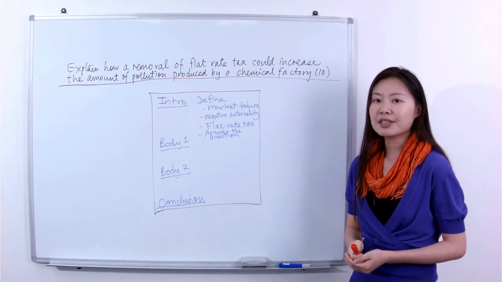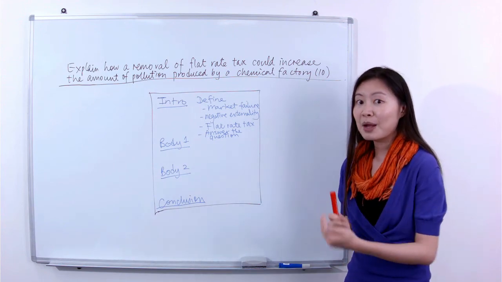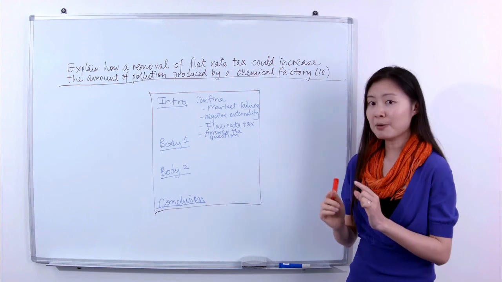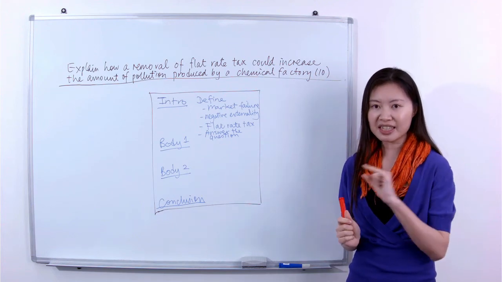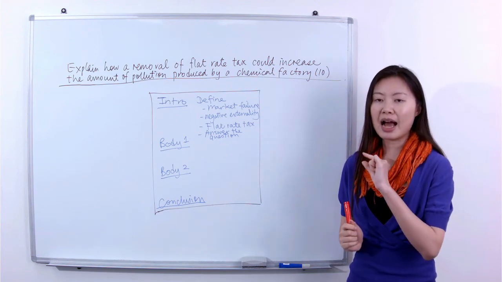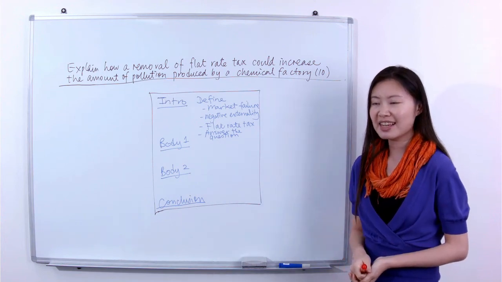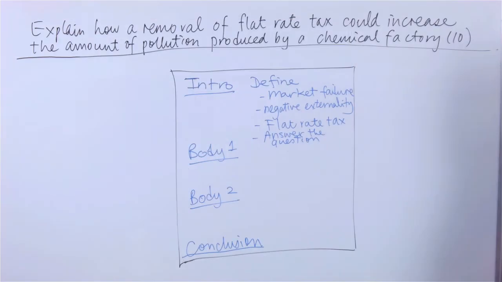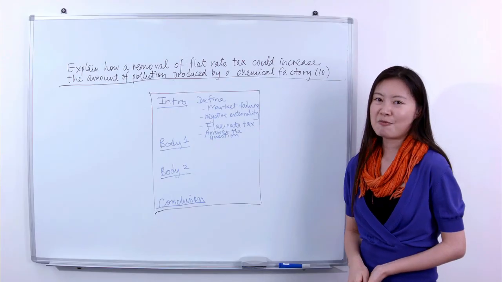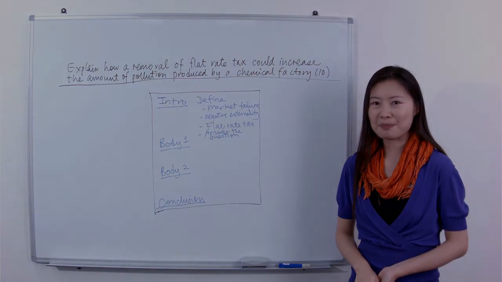Now, the introduction does not necessarily end there, because to show people that you really understand what the question is asking for, I usually put an ending sentence to directly answer what is being asked in the question. Here, I would say the removal of flat rate tax could reduce the cost of production and hence increase the amount of pollution produced by a chemical factory. Then I'll start off with my main body paragraph.